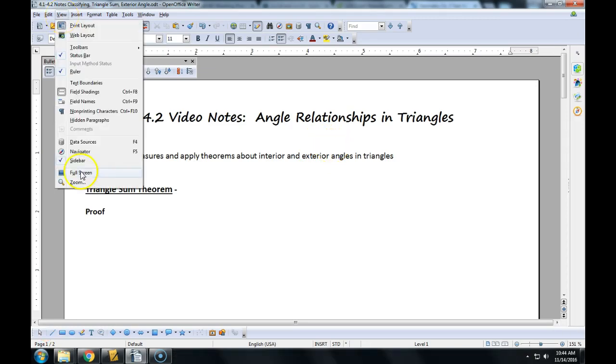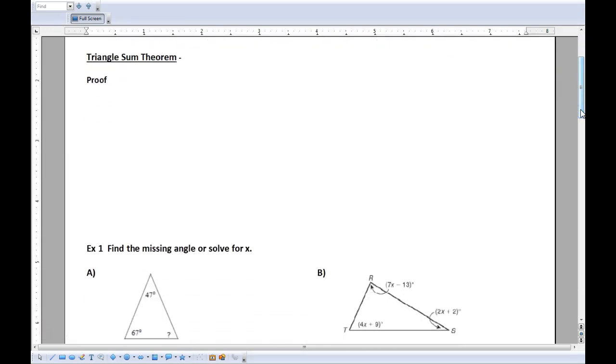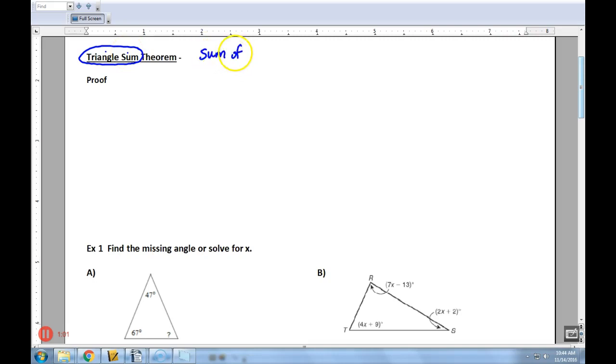All right, so let's jump into our first theorem here, and then we're going to do a proof of it. I've already alluded to this in chapter 1. We just officially haven't given it a name. It's important to know the names of the theorems because you can use the name in the proof. So the triangle sum theorem: sum means addition, so we're basically referring to the angles. The sum of the angles in a triangle is 180 degrees. All triangles add up to 180 degrees.